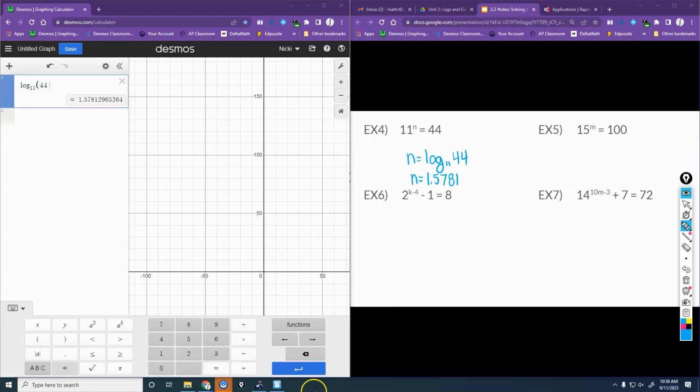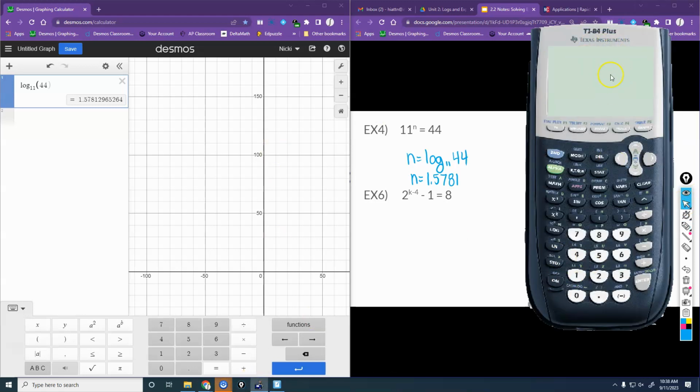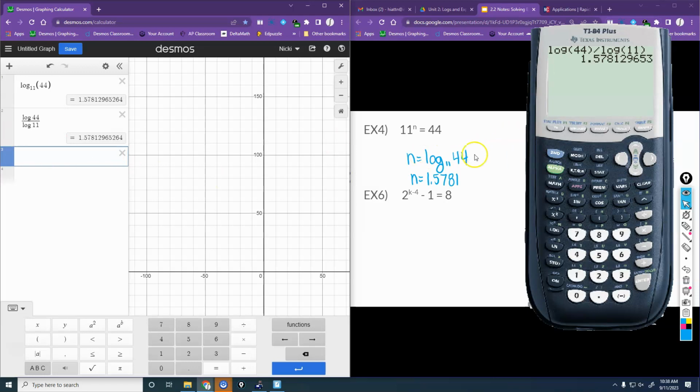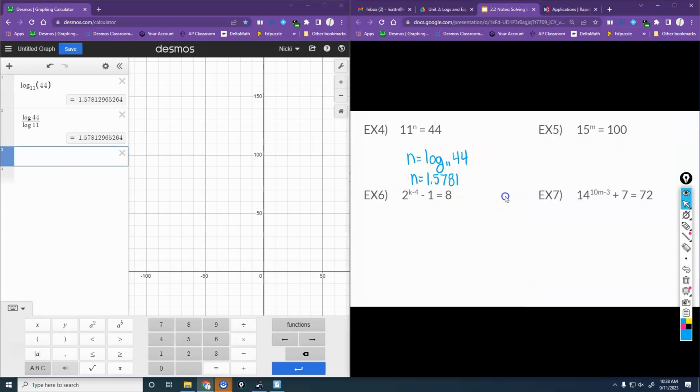I would rather just use my handheld calculator for this. How do I type that in? Log 44 divided by log 11. I just think it's faster to type it in. You can also do that in Desmos. Log 44 divided by log 11, and it'll give you the answer there too. I prefer doing that because you don't have to go to the menu, but you can do it either way that you prefer. Everybody good there?